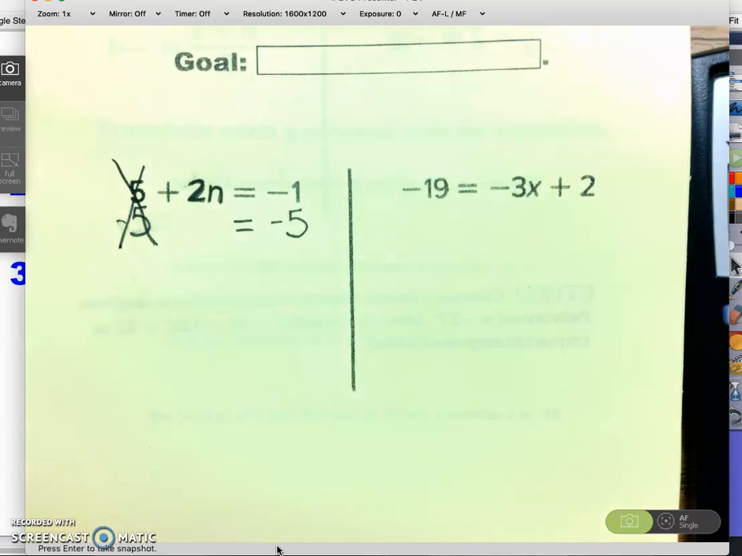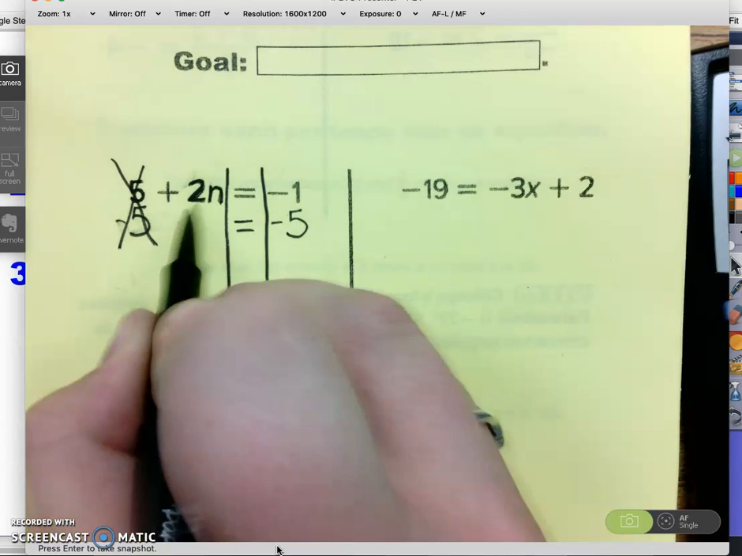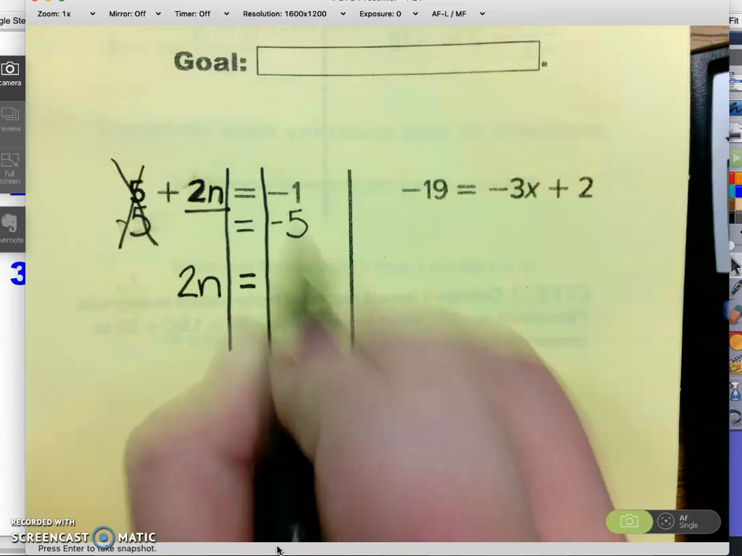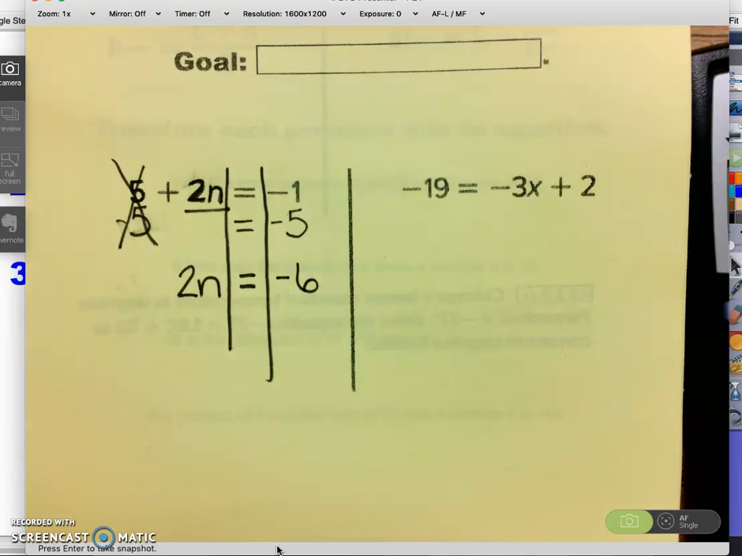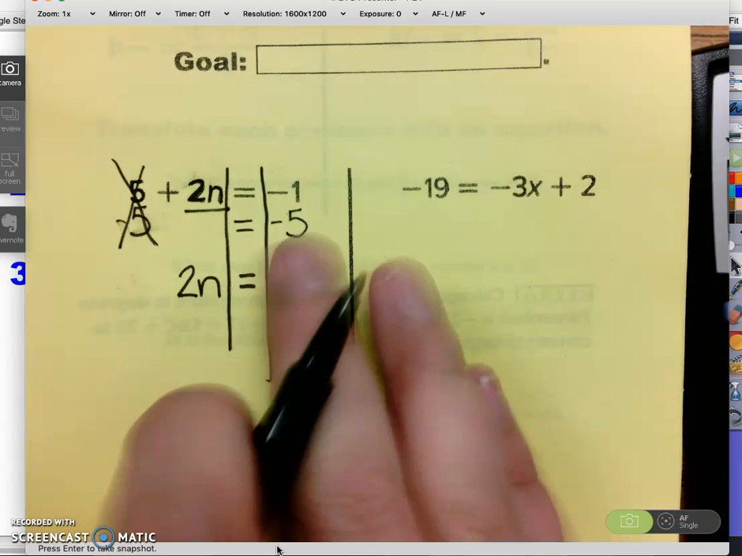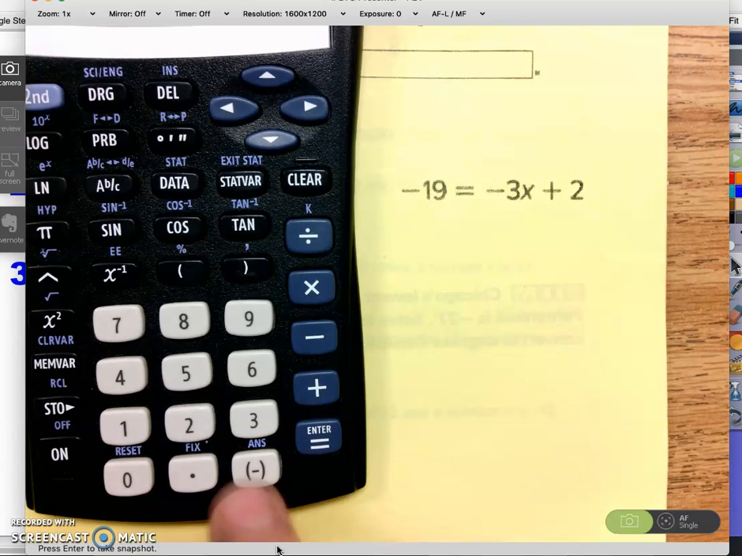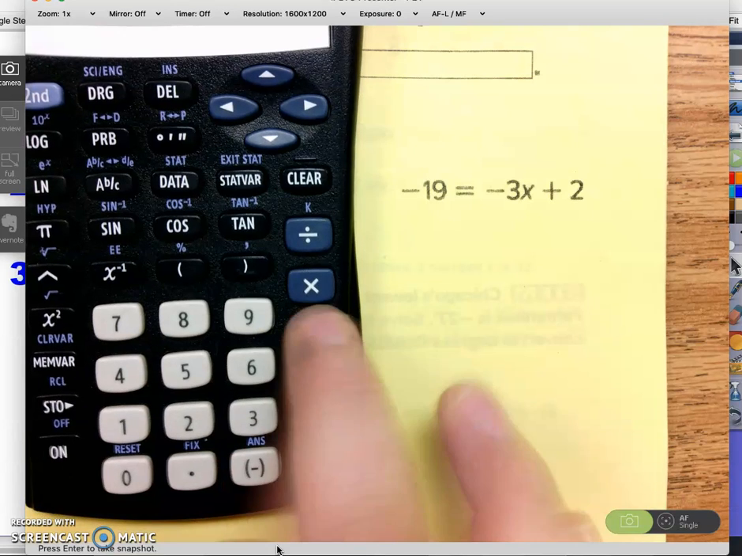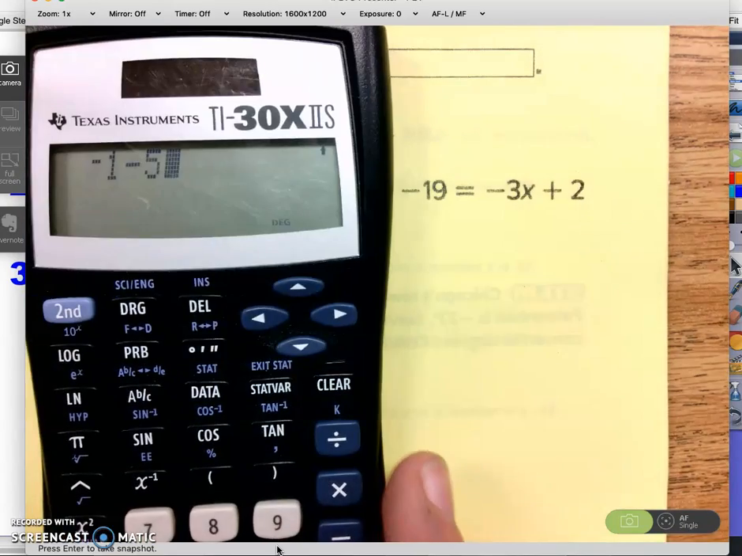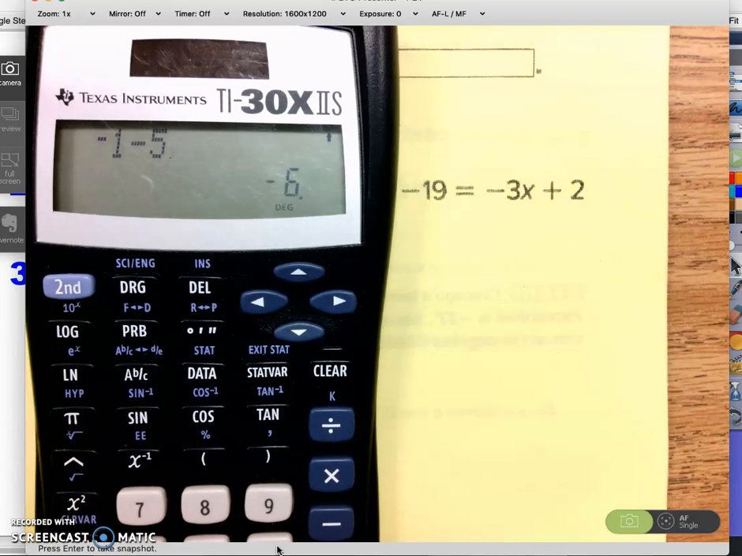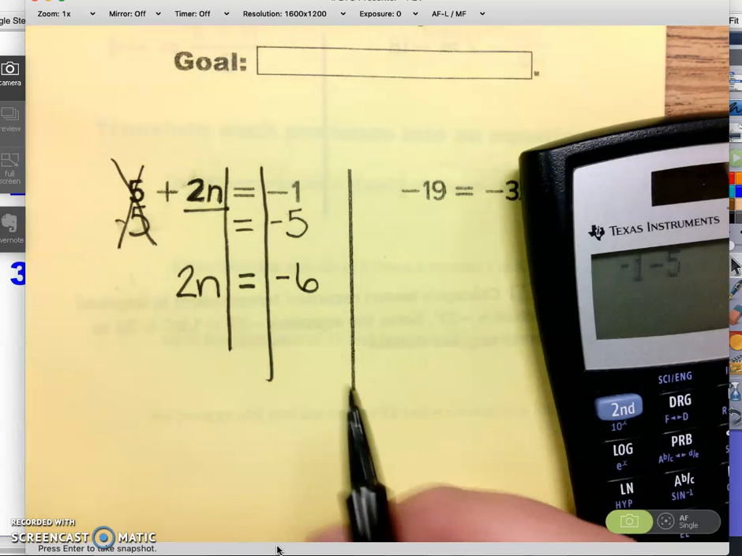This goes away. 2n is left. -1 minus 5 is a -6. You will have positive and negative numbers. Let the calculator do the work. Play around with a calculator so you know how to work with negative numbers. -1 minus 5, and that will give you that -6. Don't get it wrong, because you can always use that calculator.